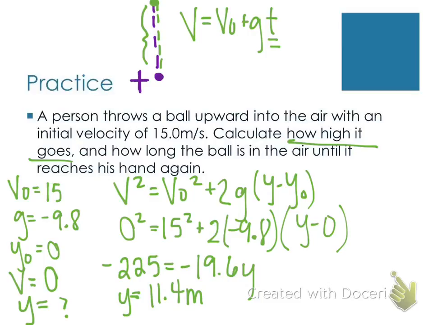So here at peak height, our final velocity would be 0. Our initial velocity would be 15. We know g is negative 9.8. And we're going to solve for time.